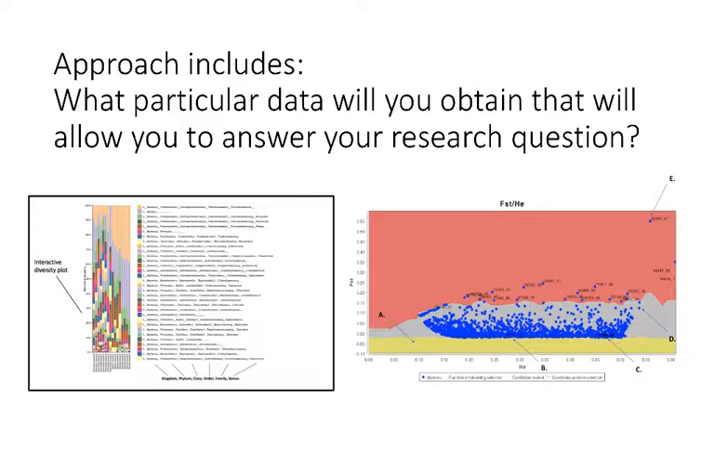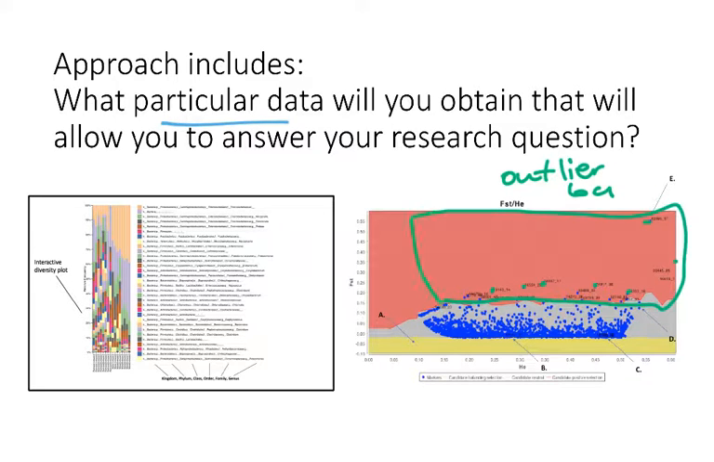So this is one of the slides from the approach section video previously, and this is one of the things I said that we should include in our approach section: the particular data you're going to obtain that will allow you to answer your research question. So in this example here, we might obtain data that gives us outlier loci. Remember, each one of these blue dots is a SNP. Any SNP in this red region here is an outlier locus under selection.